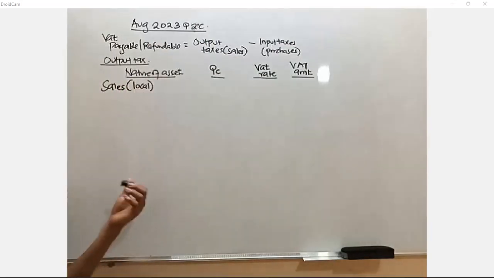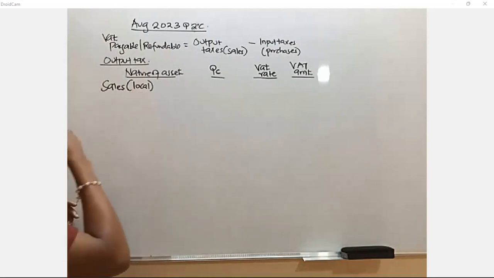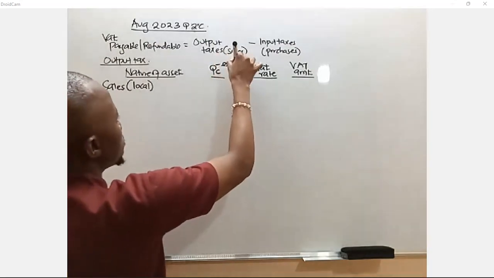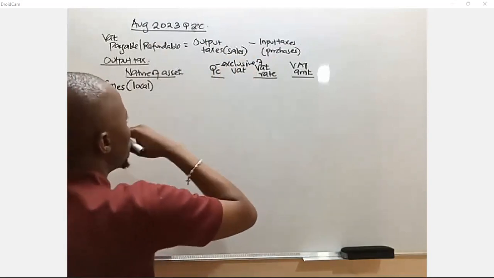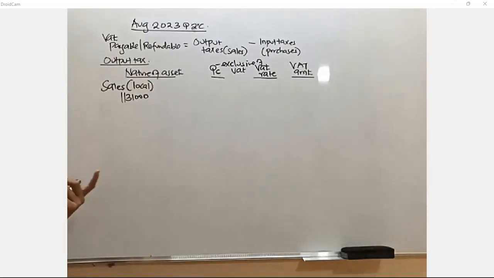But there is an important point you are supposed to check here. Note number two tells us that all transactions are inclusive of VAT at the rate of 16% where applicable. So our local sales are already inclusive. To get the exclusive figure, we take 11th at 1,000 and multiply by 100 over 116, so that we can get the gross amount. So 11th at 1 times 100, divided by 116, gives 975,000.